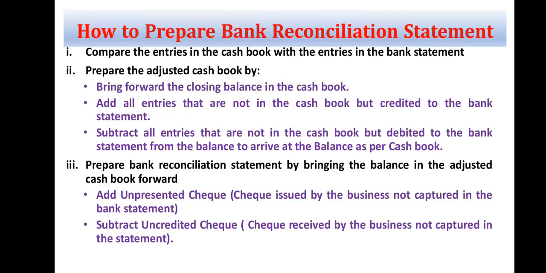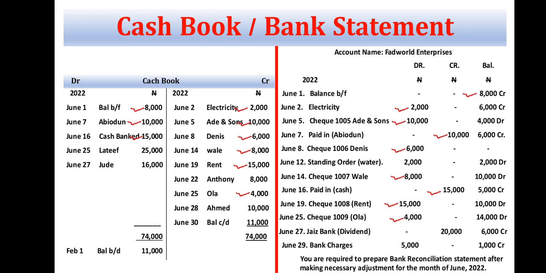So the next step is subtract uncredited check. Just like I said earlier, when we talk about uncredited check, we are talking about all those checks received by the business but did not appear under the credit side of the bank statement. When the business receives a check, the cash book will be debited. When such a check is tendered to the bank, the bank will credit the account of the business. So this time around, we are talking about all those debit entries in the cash book, but not under the credit side of the bank statement. Like the check received from Latif, 25,000 naira, and the check received from Jude, which is 16,000. Those two checks are called uncredited checks.